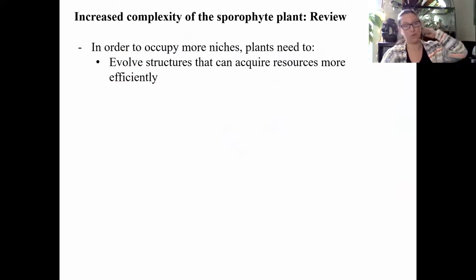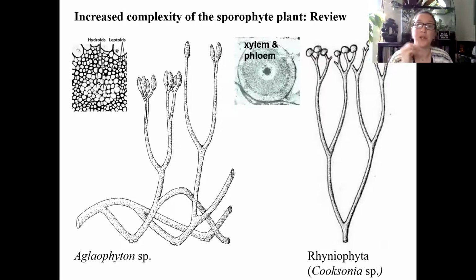But they need to have more complexity. So evolved structures that acquire resources more efficiently, that means vasculature. It needs vasculature, right? And so here you go. We looked at these before. Aglaophyton is our, here I'll change colors. This is from lecture 5.